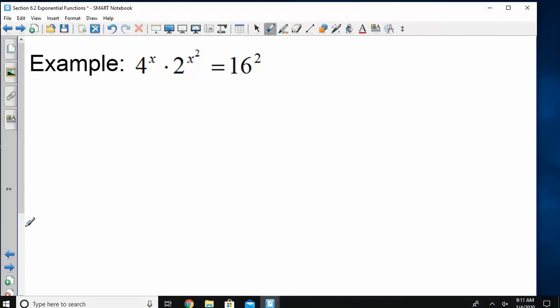Let's do something more interesting then. It is interesting. Okay. You cannot multiply with those exponents unless the base is the same. So I can't say this is 8 to the x cubed power or anything like that.